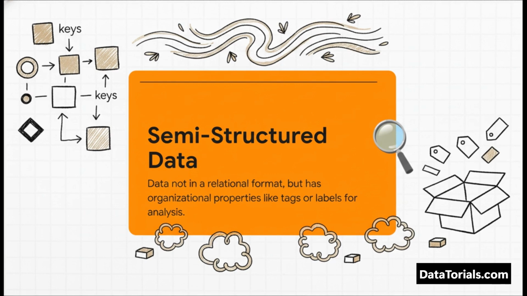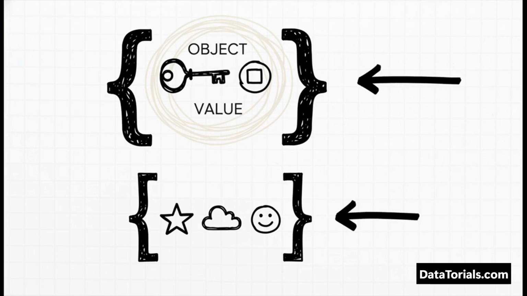It's not complete chaos. It might not fit into those neat little tables, but it has these organizational properties, like tags or labels, that give it context and make it so much more useful than just a random pile of information. Let's break this down real quick.